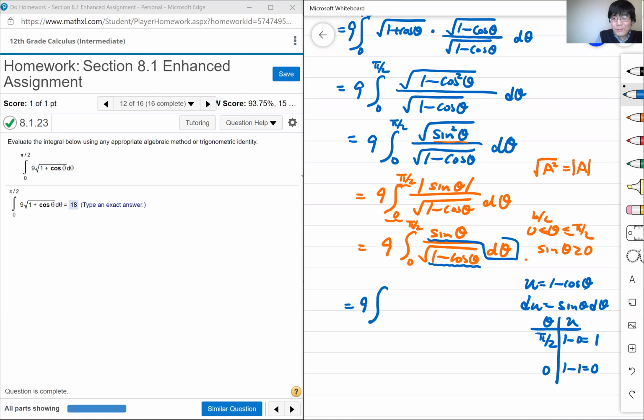So after the substitution, it's going to be 0 through 1, square root of u on the denominator. And the numerator is combined together to become just du. So using a power rule, this is going to be square root of u times 18. And just plug in 0 through 1. So it's going to be 18.